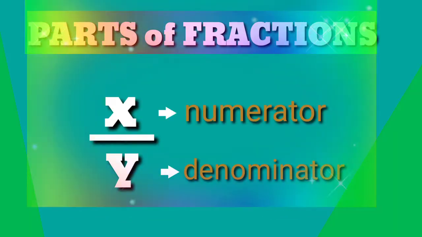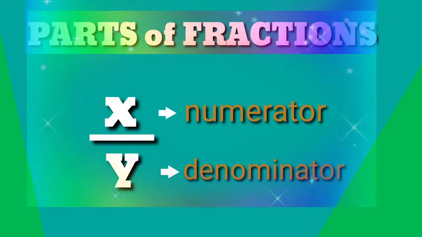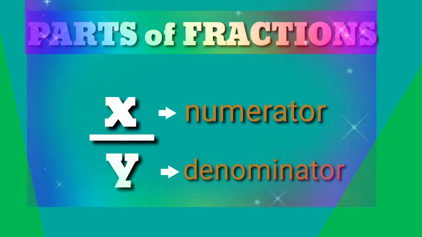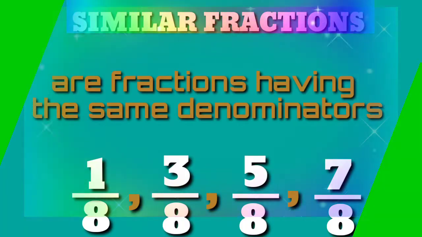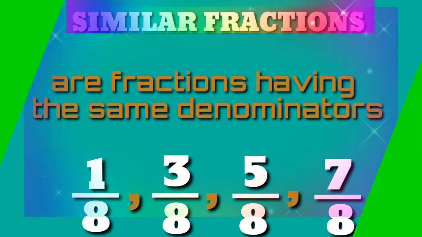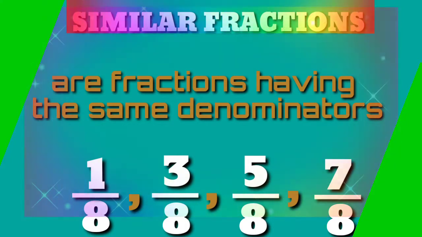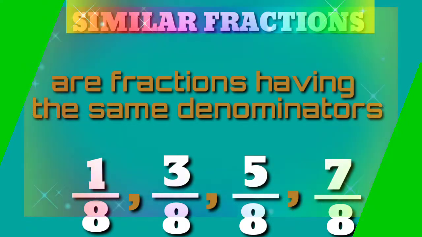Parts of fractions: numerator and denominator. The upper part is the numerator and the lower part is your denominator. Similar fractions are fractions having the same denominators. Example: 1/8, 3/8, 5/8, 7/8, and etc.